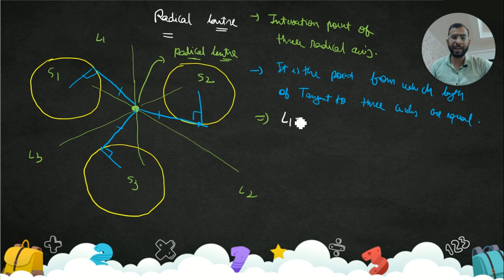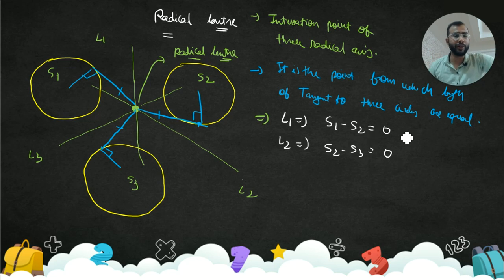First tell me how you will find out L1. S1 is given, S2 is given. How will you find out L1? Very good. S1 minus S2 equal to 0. यहाँ से L1 मिल जाएगा, easy. Now tell me how you will find out L2. L2 would be, yes guys, S2 minus S3 equal to 0.